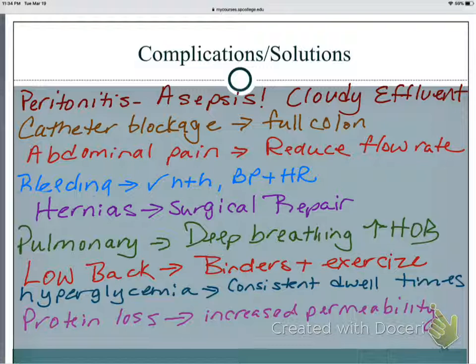Hernias, we said we can do surgical repair. For lungs, we can deep breathe and keep the head of the bed up. And for back pain, binders and exercise, we said. And for hyperglycemia, what helps is consistent dwell times and monitoring our blood sugars. And hopefully we don't have too much protein permeability, because there's not a whole lot we can do except increase our diet.